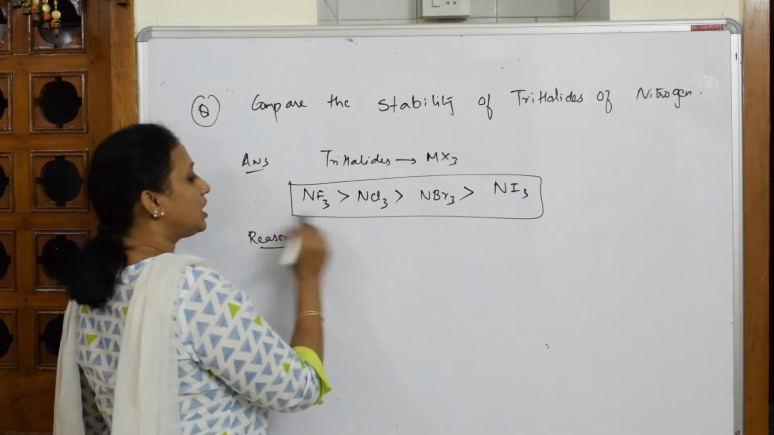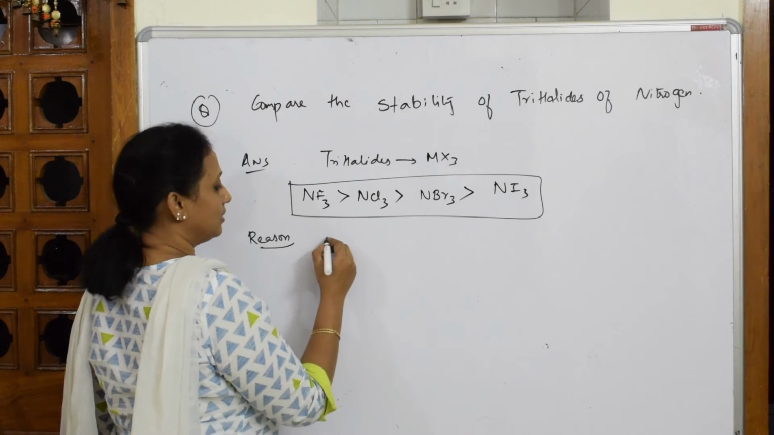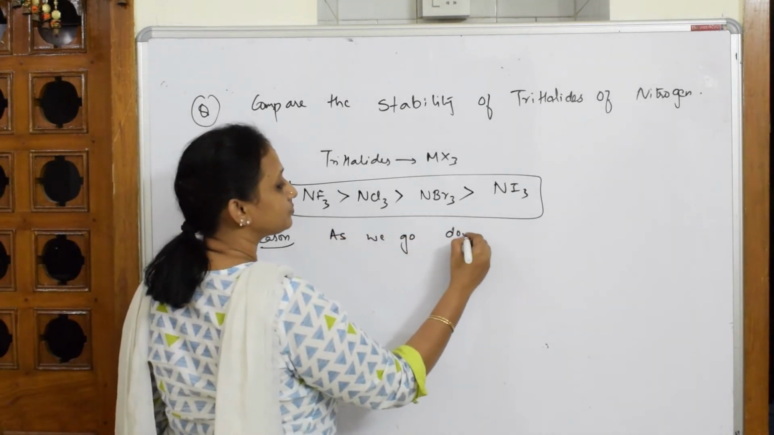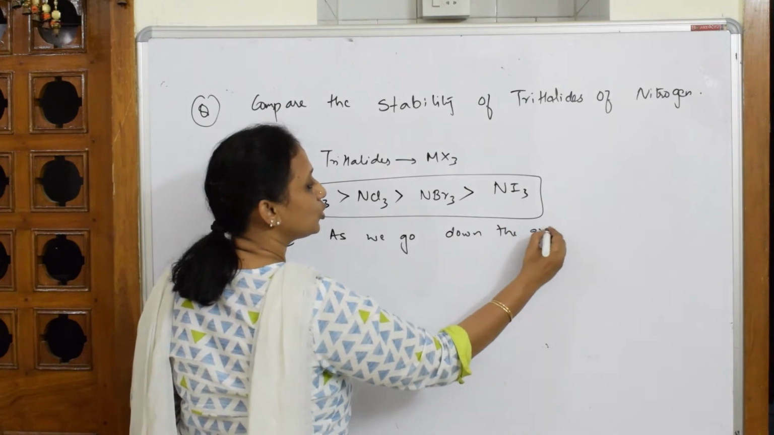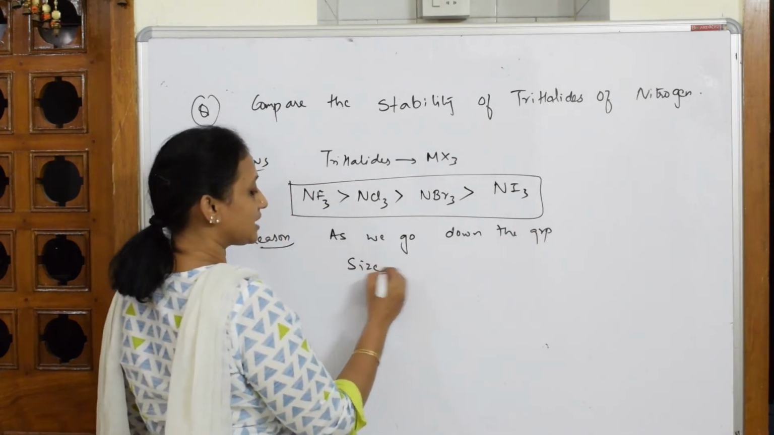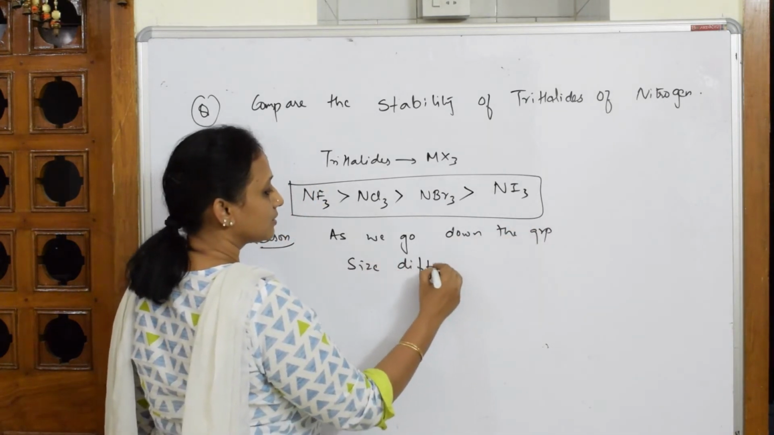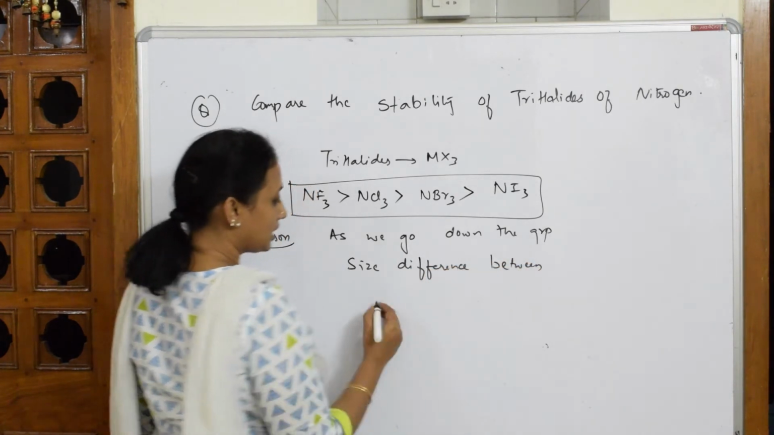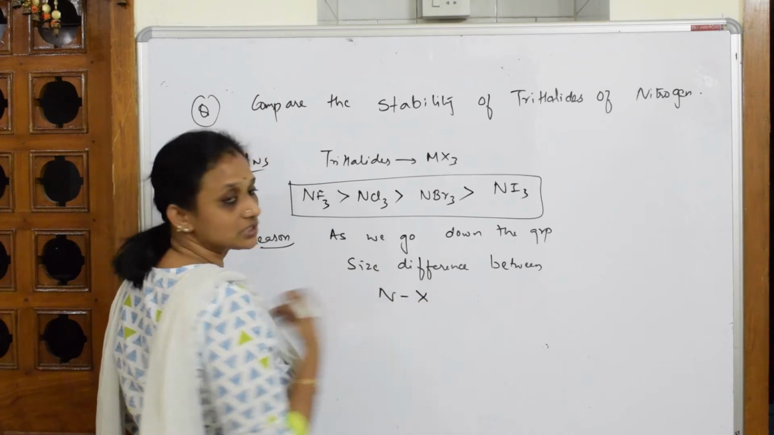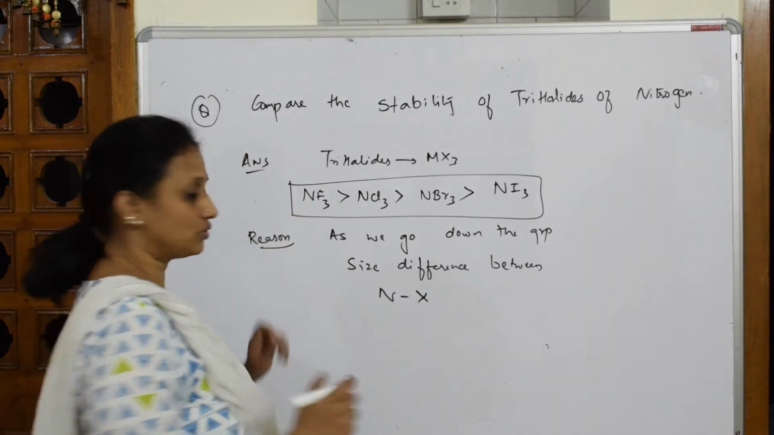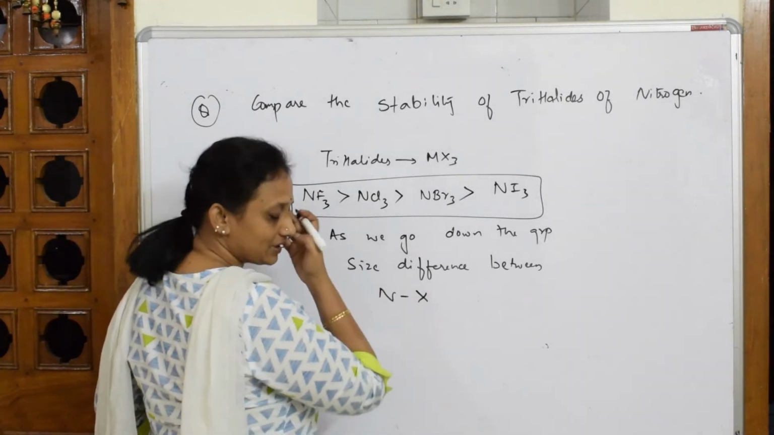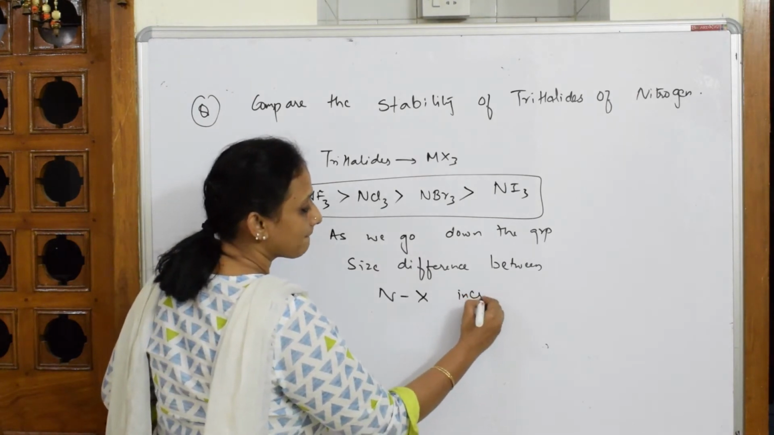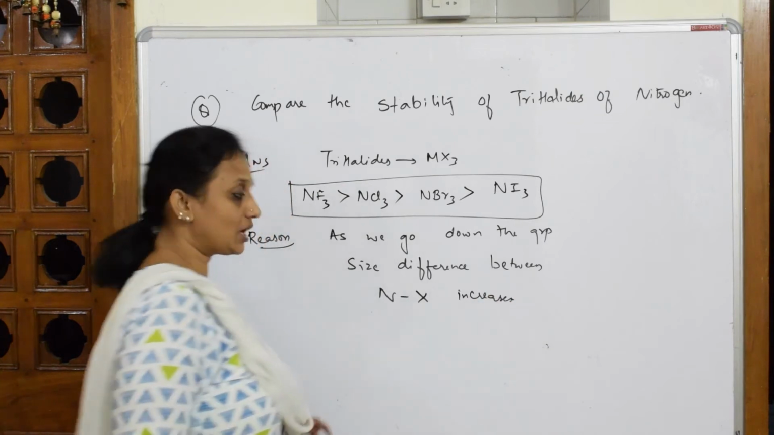So let's write. Now how should I write the answer? As we go down the group, the size difference between nitrogen and halogen will vary, right? As we move on, the size difference between nitrogen and halogen increases. Yes or no? Now done.